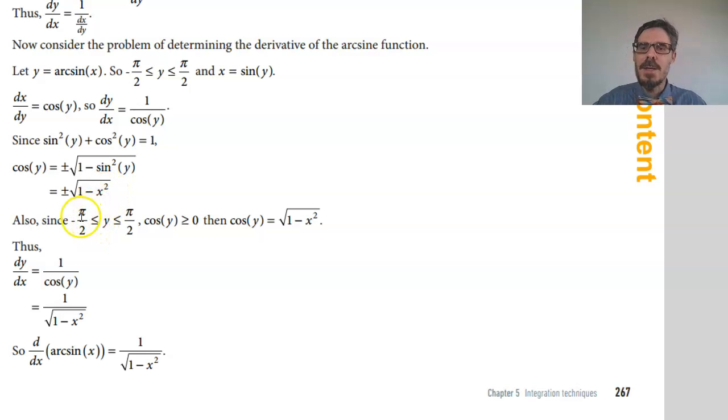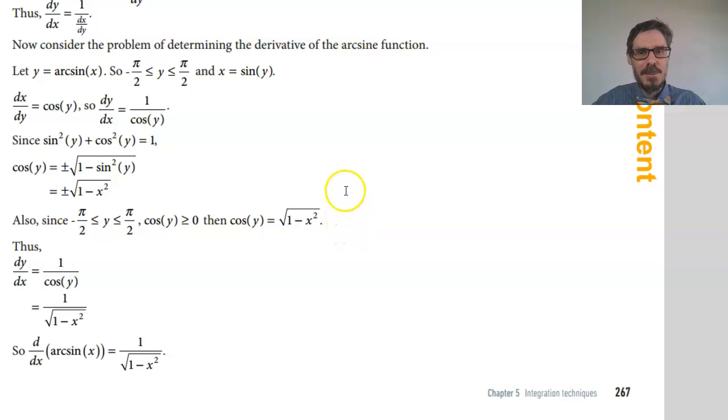Now, here's the clever bit. Negative pi on 2 and pi on 2 are my bounds for y. And if that's the case, then I know that cos is positive. Let me say that again. Because y is between negative pi on 2 and pi on 2, I know that cos is positive. So that means cos is only the positive square root of 1 minus x squared.